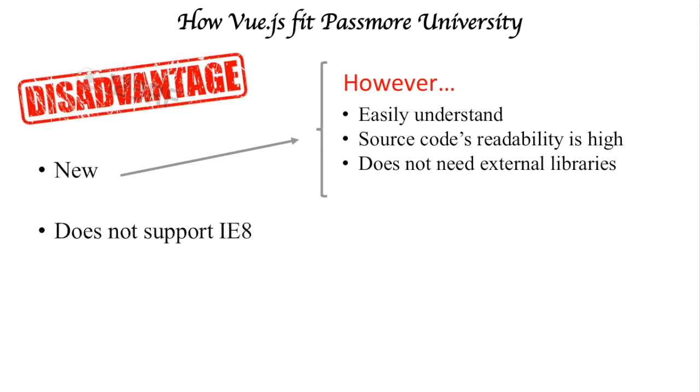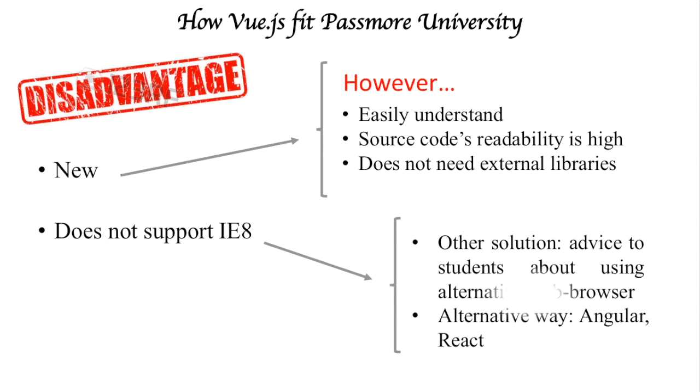Another more serious concern about Vue.js is that it does not support the IE8 system, which is popular in Asia. As an international university, Passmore might be affected, with students struggling to access the system from their home countries during the holidays. The university will therefore have to think of ways around this, perhaps guiding students in how to use alternative web browsers. Another decision would be for the university to use Angular and React alongside Vue.js when developing the new system, since they are also popular web-based technologies.